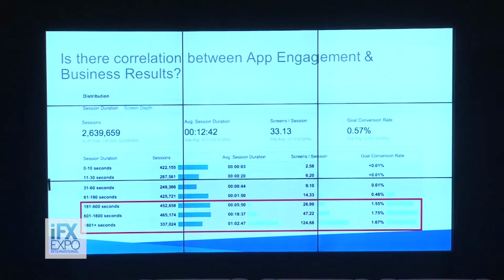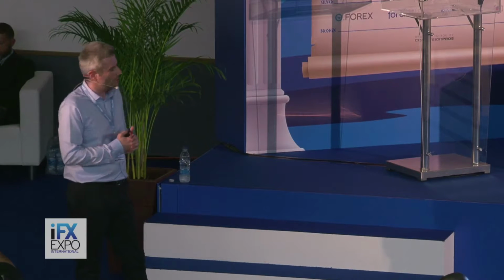You see that the more time the users spend on the app and the more screens they see during a session, the more likely they are to convert. So definitely there is a correlation, empirically at least when we see it, that the more engaged users are more likely also to convert on your apps. So do focus on the user, do focus on offering a seamless experience on the apps, and then the rest will come.